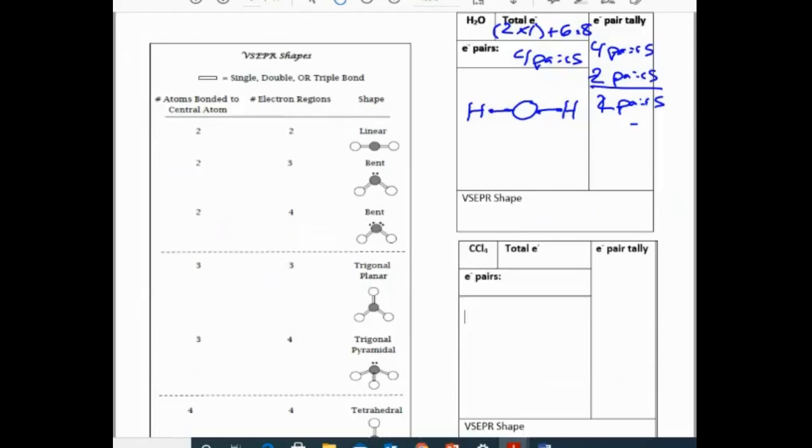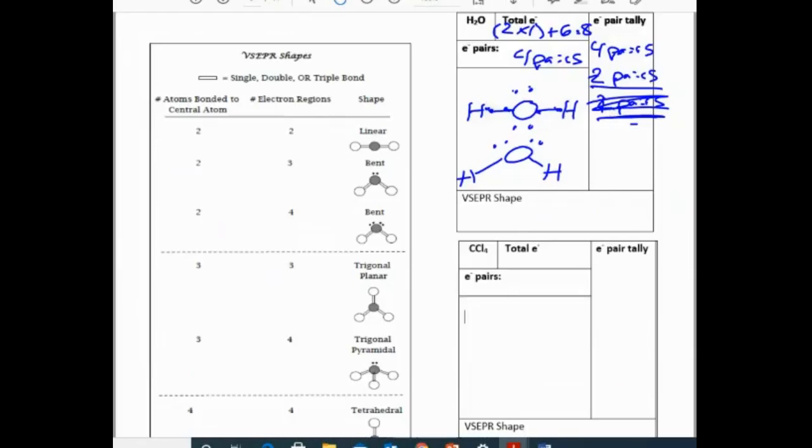Next rule says put any remaining electrons on the center atom. Well, I still have 2 pairs. So I'm going to put those on my center atom. There we go. I've used all my valence electrons up. So the last rule says check to see that the center atom is stable, that it has 8. So this oxygen has 1, 2, 3, 4, 5, 6, 7, 8. It's good to go, okay? So it actually ends up looking like this bent shape right here, okay?